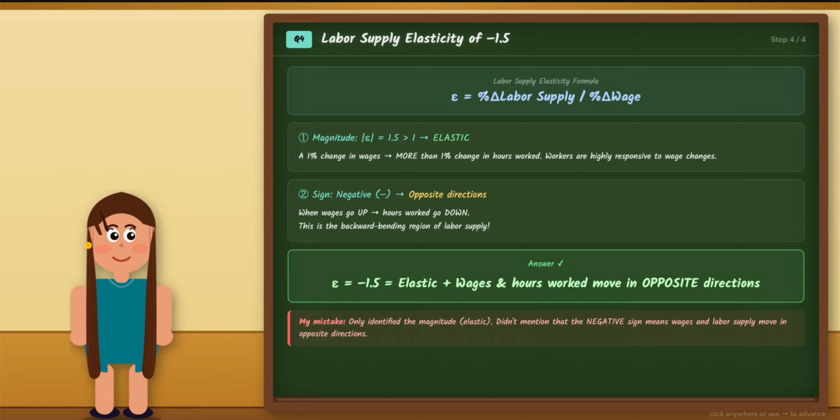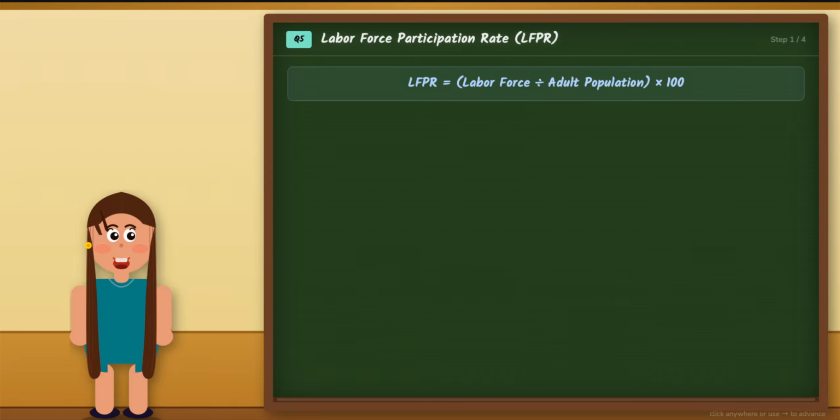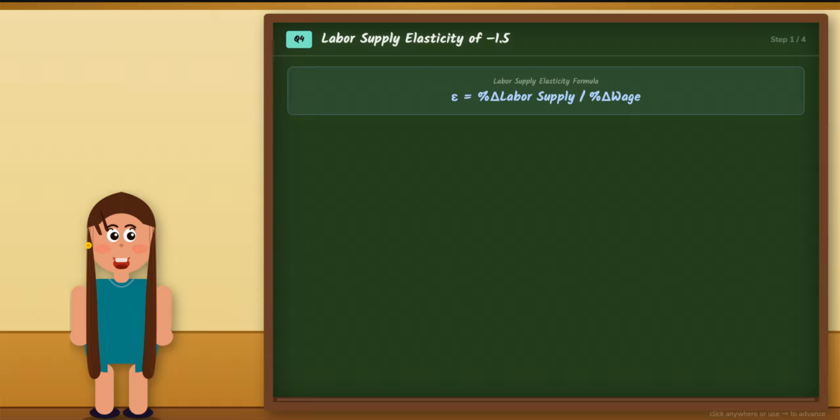Part 2, we're talking about the direction, and this is what I really missed. The negative sign means wages and labor supply move in opposite directions. When wages go up, hours worked goes down. This is the backward bending region of the labor supply curve. So the full answer is that a labor supply elasticity of -1.5 means labor supply is elastic, and wages and hours worked move in opposite directions. Always state the magnitude and the direction.